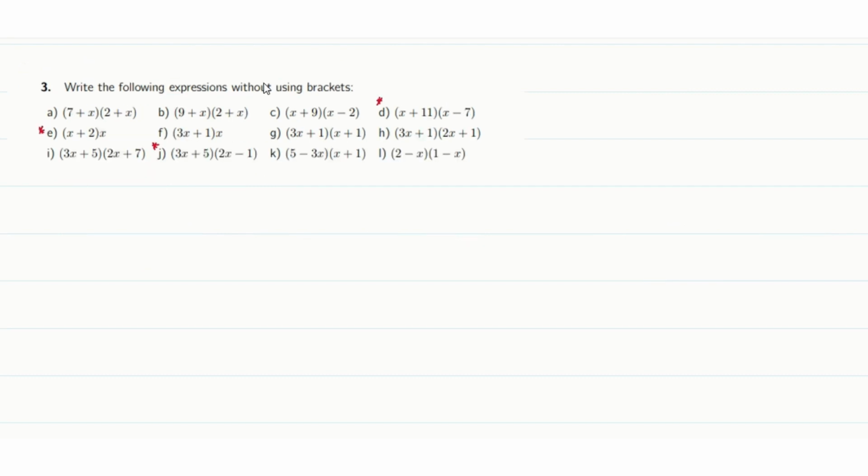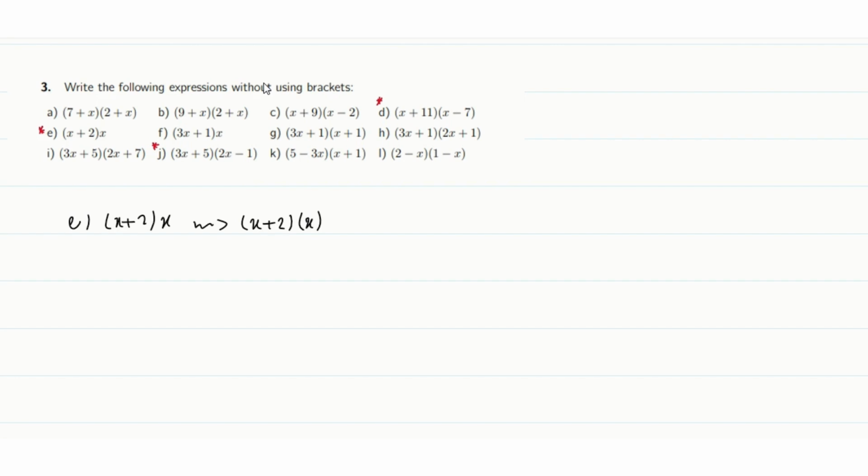Now let's try more problems related to expanding expressions with brackets. We want to start with question number E in here. We have x plus 2 times x. If you look at this expression, it looks like there is only one bracket, which is actually in here. But actually, there is an imaginary bracket around the x as well. Why? Because x is just one term and we don't need to write brackets for a single term. So we can rewrite this as x plus 2 times x. Now we have two brackets.